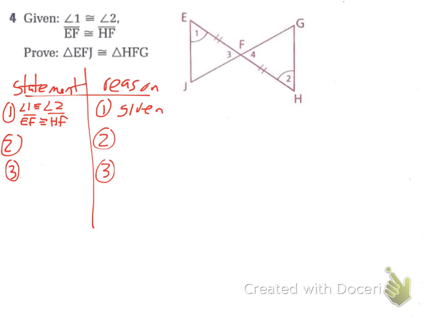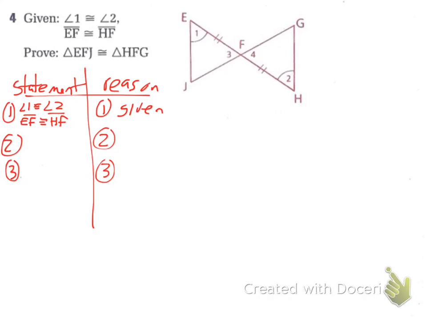So what we have here is proofs, some more proofs we got going on. We're given angle 1 is congruent to angle 2, line segment EF is congruent to HF. We need to prove, and I told you that they're going to interchange prove and show, triangle EFJ is congruent to triangle HFG. And remember, the order is very important when you do these things.